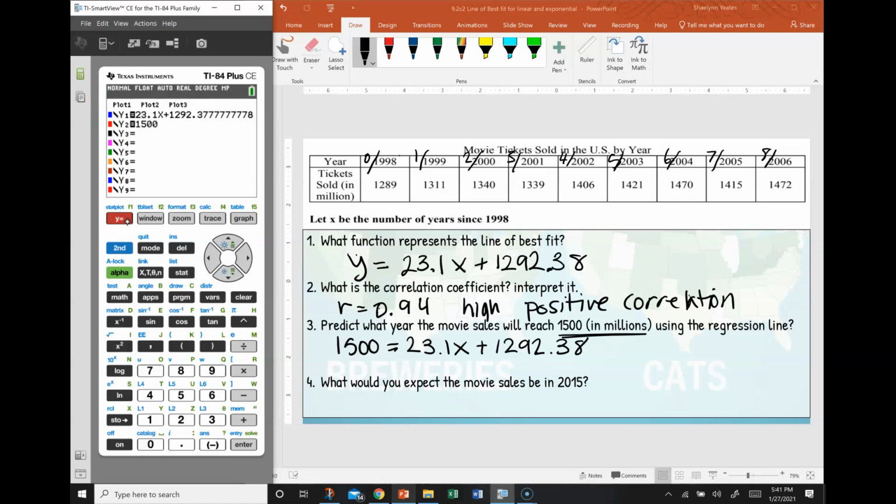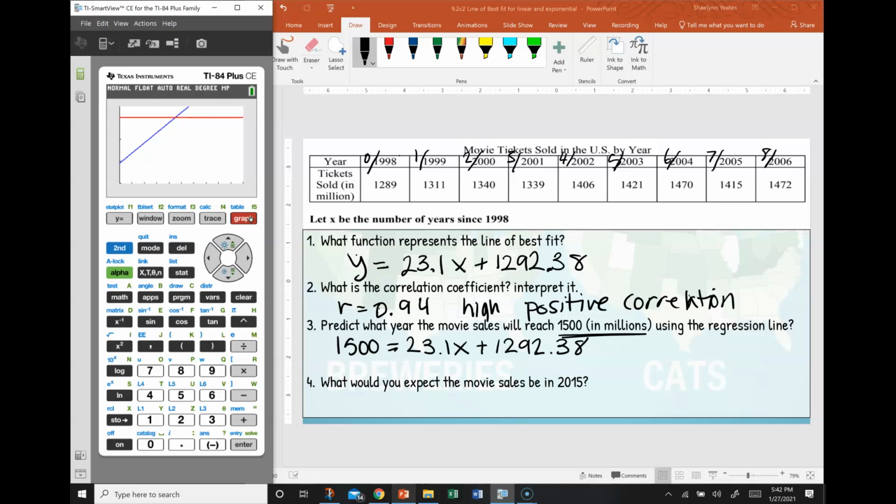I'm going to press Y equals. I'm going to press Window. My X values, I'm only going to go from 0 to like 20. We're going to go by 2s. And then my Y min, we're going to go with, let's see, my lowest number here is like 1289. So we'll go with 1200. And we're wanting to know 1500. So I'm going to change this to 1550. We're going to have this go by hundreds, just so it's not overwhelming. So now I'm going to hit Graph.